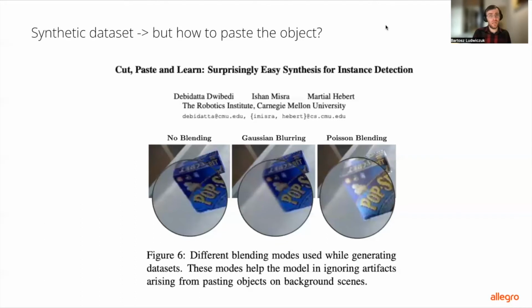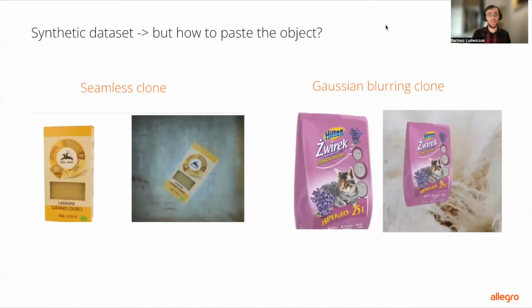Another question is about how to paste the object on the background. Pasting them as raw pixels generates unnatural images with visible boundaries between the object and the background. Here, the work from Carnegie Mellon University takes a closer look at that problem, with the conclusion that having multiple methods for pasting and choosing them randomly yields the best results. We have chosen three methods: raw pixels, seamless clone, which takes into consideration the background texture, and Gaussian blurring clone, which smooths the corners of the cloned object. From our experience, if the results are imperfect, like presented in the slide, they still help with the generalization of our trained model.